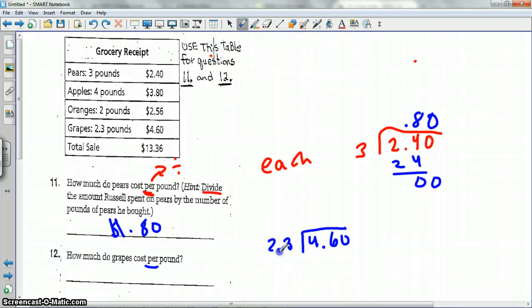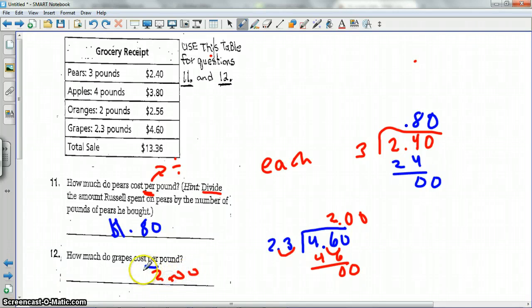Now we know we can't have a decimal on the outside, so we move it, which means we move this and bring it straight up. 23 goes into 46, I'm thinking 2 times. Let's see, so that would be 6, 4, it goes evenly, that's good. Bring down our 0. Once again, normally you wouldn't do this, but since it's money, we can go ahead and put $2.